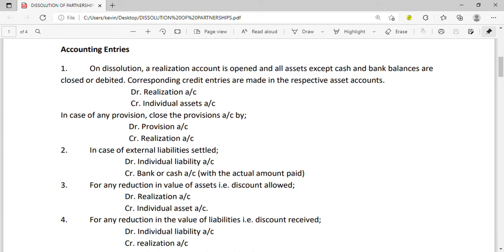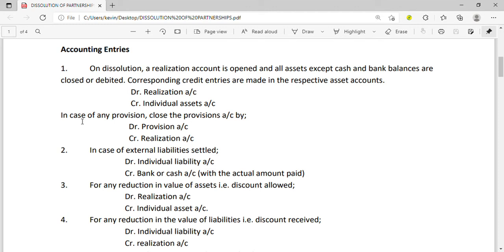On dissolution, a realization account is opened and all assets except cash and bank balances are closed or debited. Corresponding credit entries are made in the respective asset accounts. So when we are preparing a realization account, the first thing we do is to debit it with all assets except cash or bank, and then credit the respective asset accounts. So we debit the realization account and credit the individual asset account.